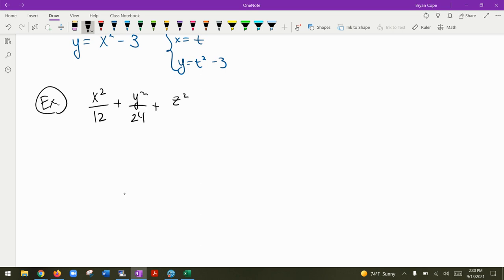Here's a little review for the exam next time. This is an ellipsoid. We all agree? You've got all the variables being squared, and there's all addition. So we've got an ellipsoid, and I'm going to say it's a semi-ellipsoid because I'm going to make this restriction on it. I want us to talk about when z is greater than or equal to 0.